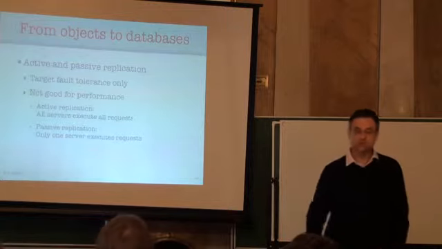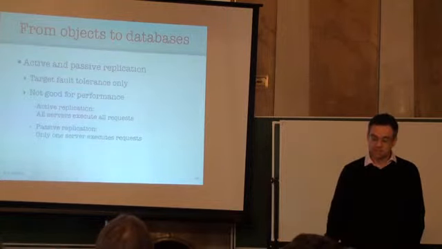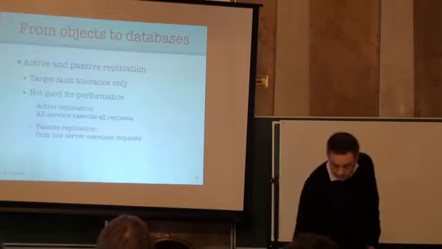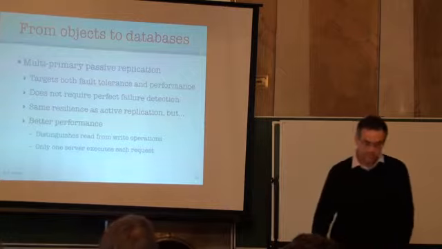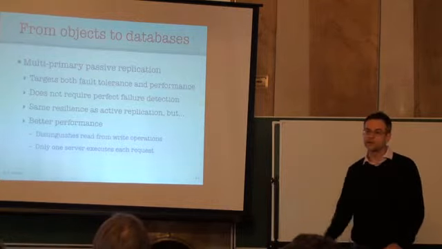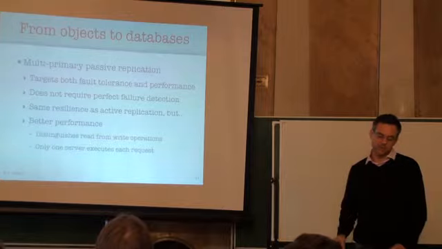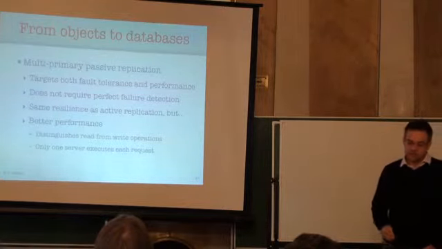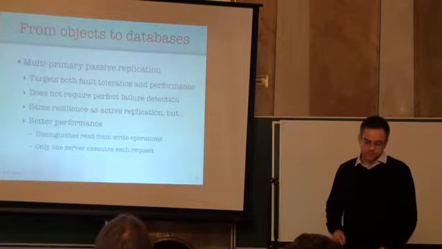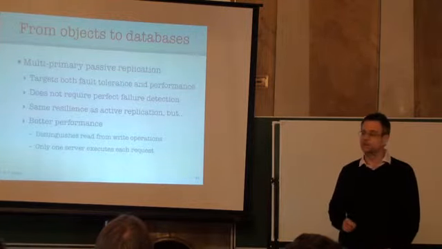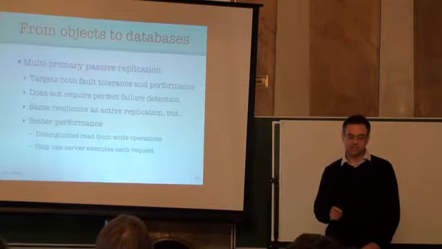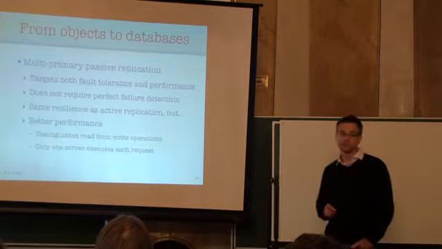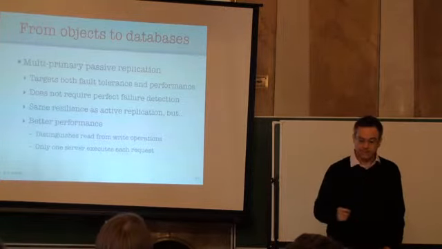Now let me introduce a variation of these two techniques that gives us not only fault tolerance, but also high performance. I call this technique multi-primary passive replication, but you can also think of it as optimistic active replication. The idea is that it was designed for both fault tolerance and performance. It does not require perfect failure detection. So this means that it has the same resilience, the same assumptions about failures as active replication. Okay? But it has better performance.